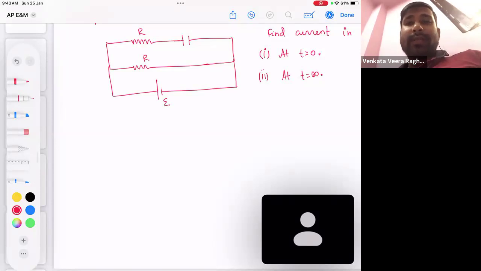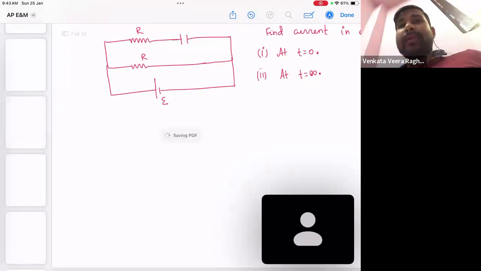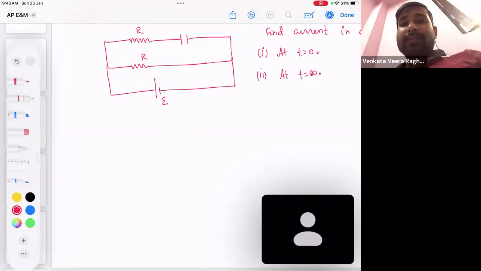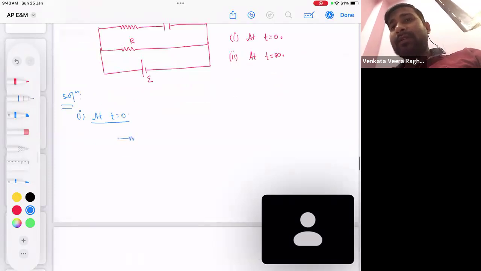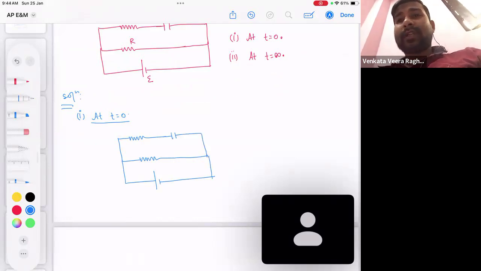Actually, let's draw the circuit at t equal to 0 and one more time draw the circuit at t equal to infinity, because we have to solve this question at two different instants. In the solution, first part, I'm going to draw the circuit at t equal to 0. See, at t equal to 0, what did we learn about the resistance? Don't do anything with the resistance. Draw it as it is given in the question. Battery as it is. This is my circuit, right?